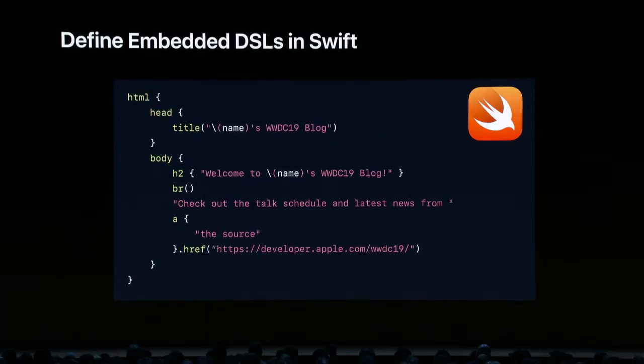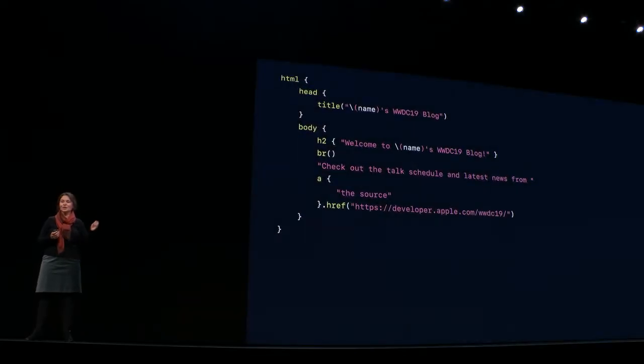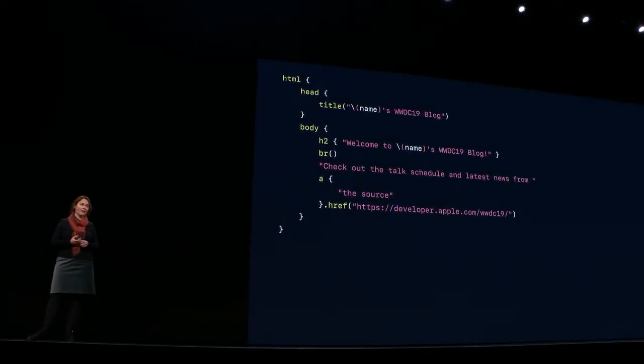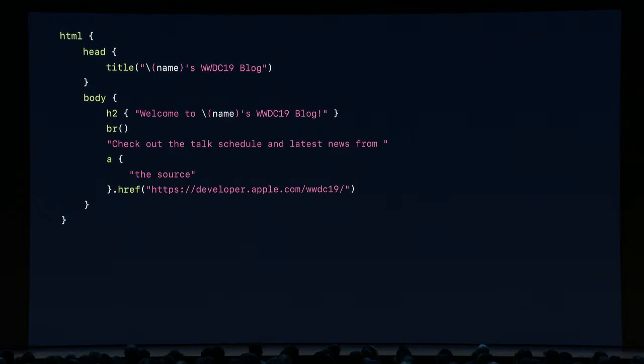In Swift 5.1, we are bringing the power to define embedded DSLs into Swift. Let's take a look at this code that defines an HTML object. One of my colleagues prototyped support for the HTML DSL just for fun in a few hours using this new Swift feature. As you can see here, this code looks like Swift.